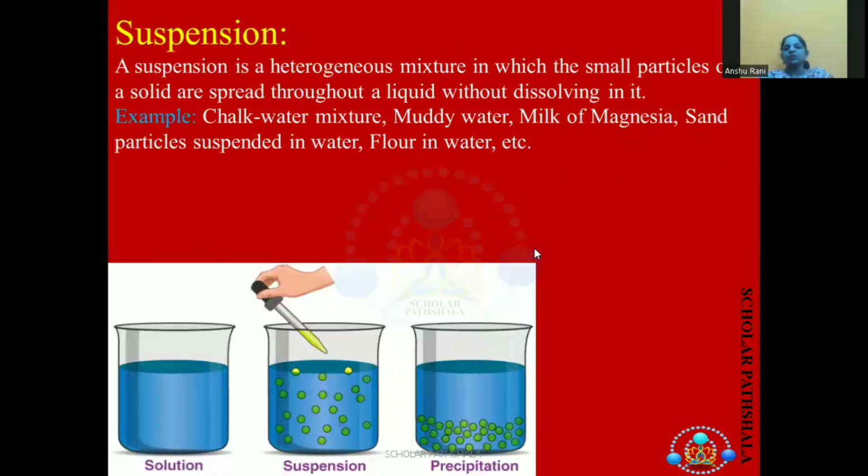Then we have suspension. Suspension is a heterogeneous mixture in which small particles of solid are spread throughout a liquid without dissolving in it. Like chalk powder mixed in water will make a suspension. In suspension, particle size is bigger than 1000 nanometer.